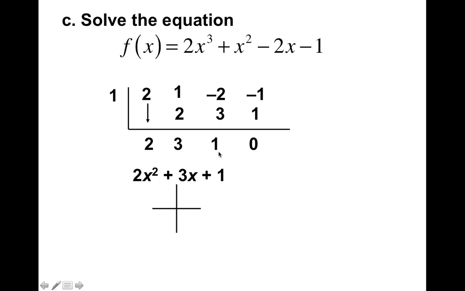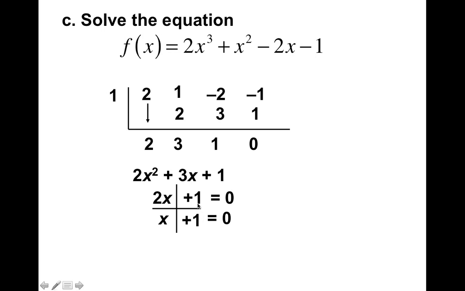We can now t-chart this trinomial. So 2x squared is 2x and x. What multiplies to 1? Positive 1 and 1. Cross multiply, we get 1x and 2x, which does add to the middle term 3x. So since we're solving, we're going to set each of these factors equal to 0 and solve each one.